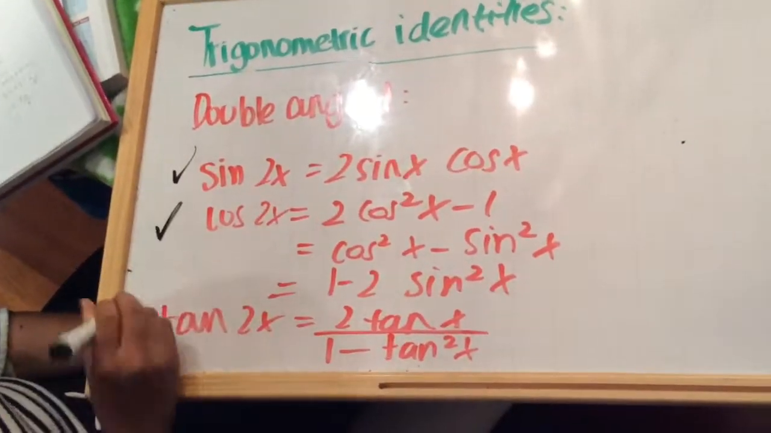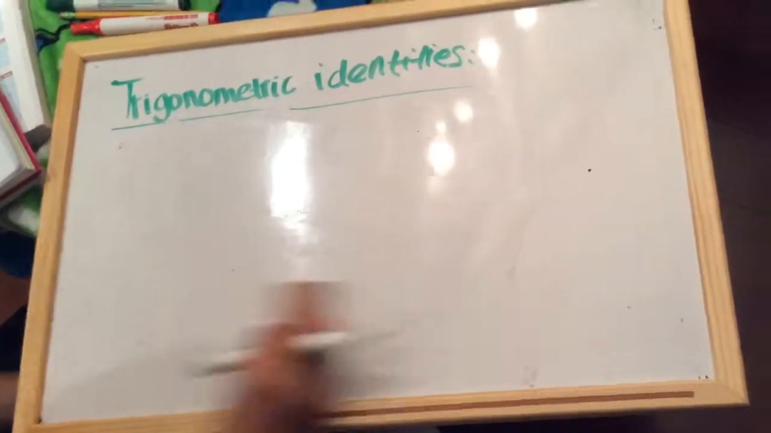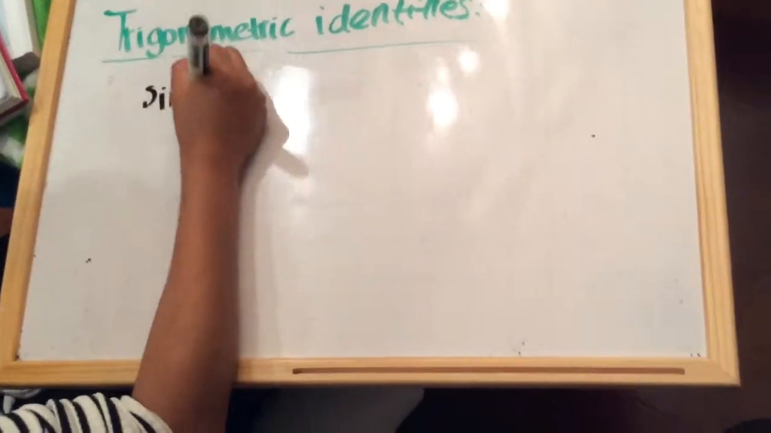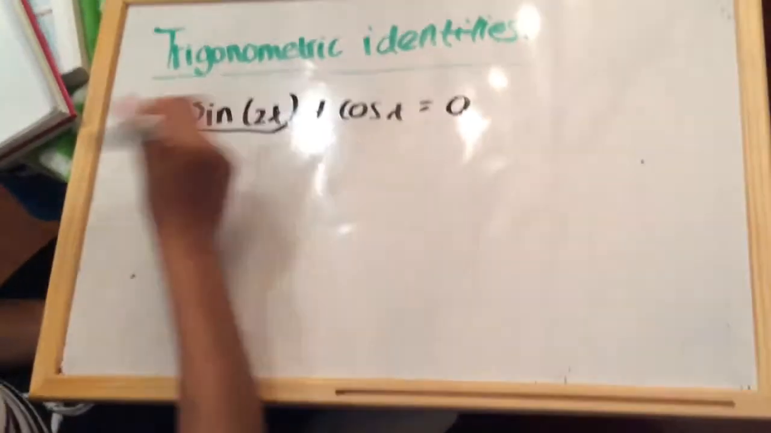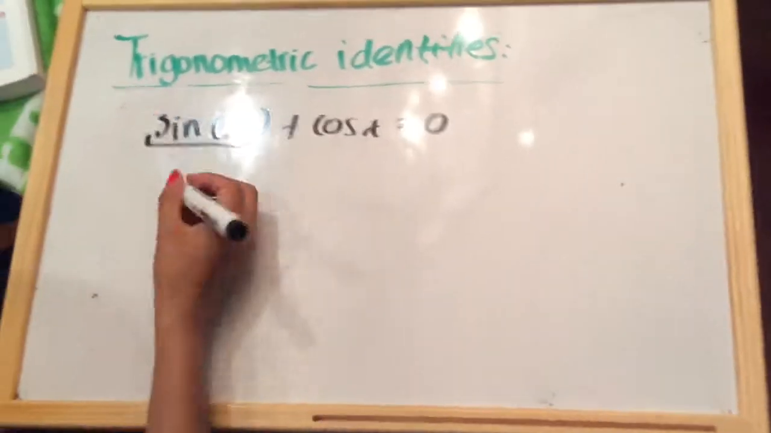As part of the trigonometric identities, we also have the double angle formulas. You should know them all, or otherwise you will find them on your formula sheet. Now here is an example using the first double angle formula shown.